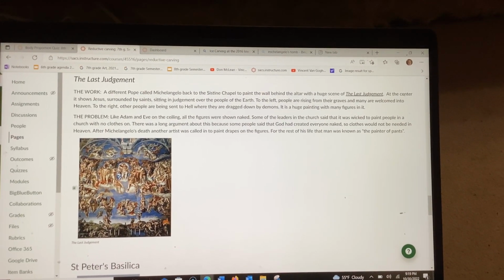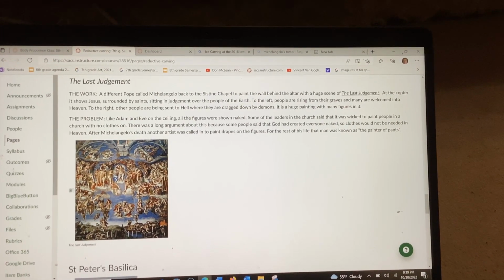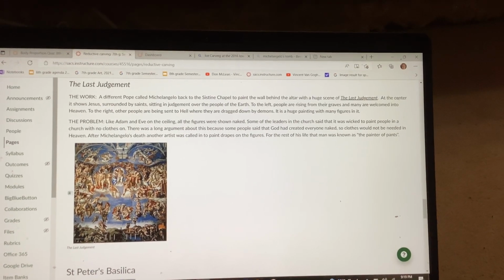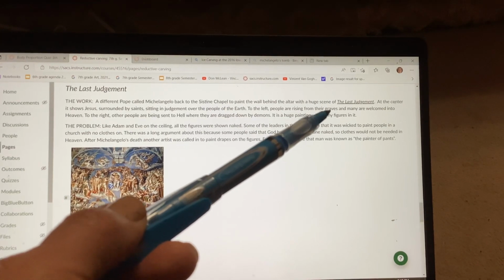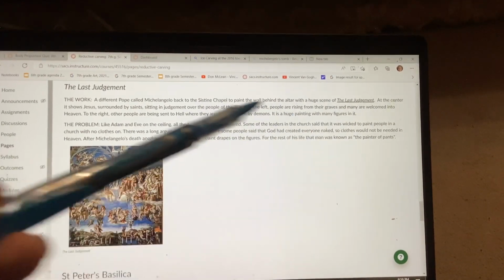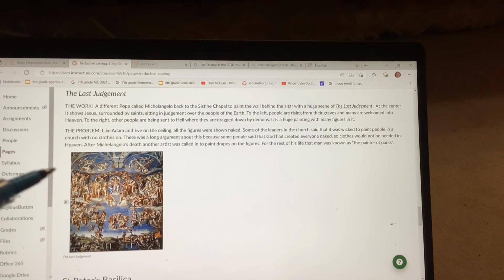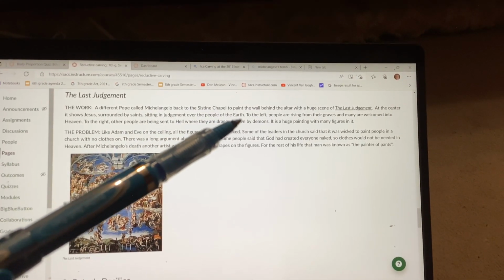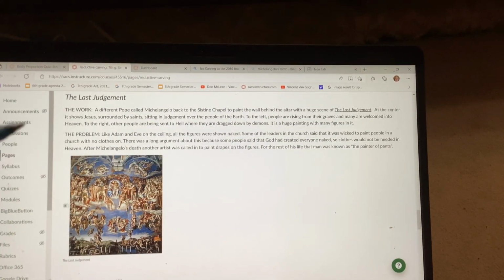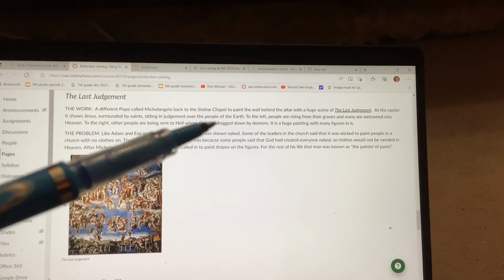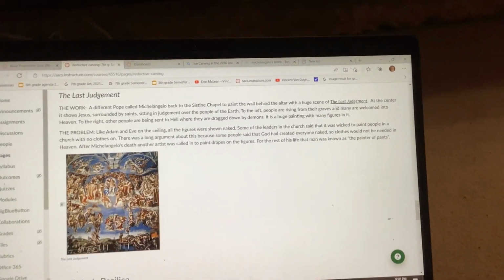A different pope, after Michelangelo was all done, okay, that pope died, and a new pope came into power. And he called Michelangelo back to the Sistine Chapel to paint the wall behind the altar with a huge scene called the Last Judgment. At the center, it shows Jesus surrounded by the saints, sitting in judgment over the people of the earth. To the left, people are rising from their graves, and many are welcomed into heaven. To the right, other people are being sent to hell, where they're dragged down by demons. It is a huge painting with many figures on it.